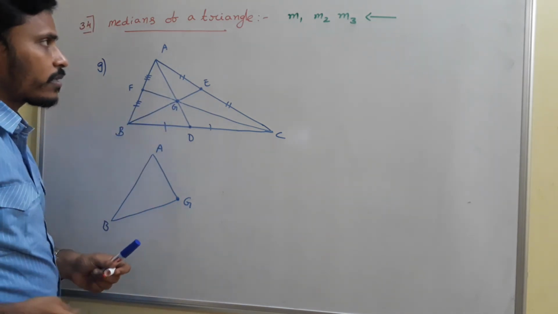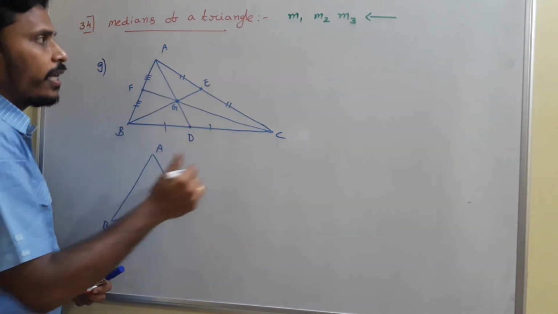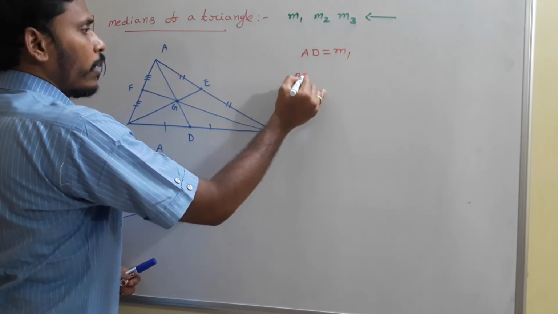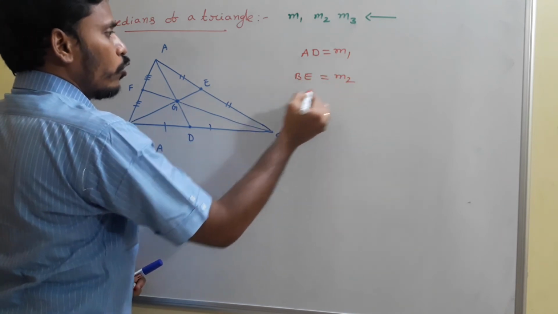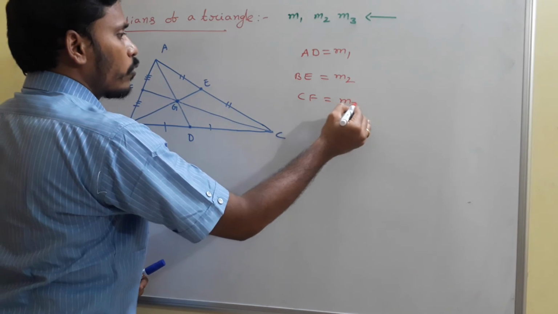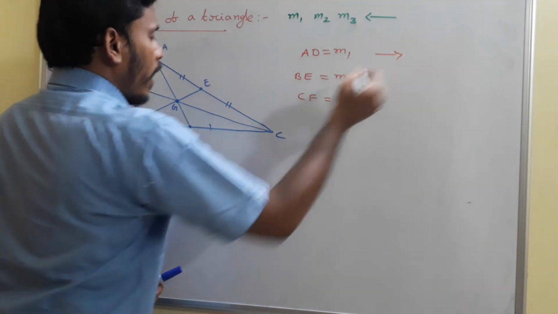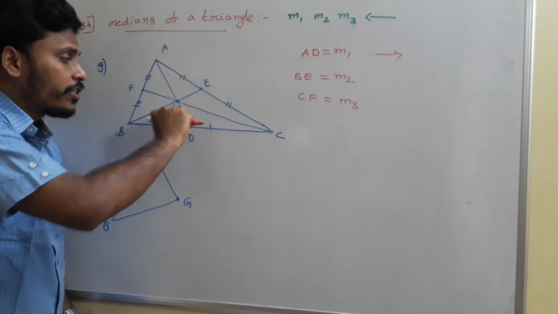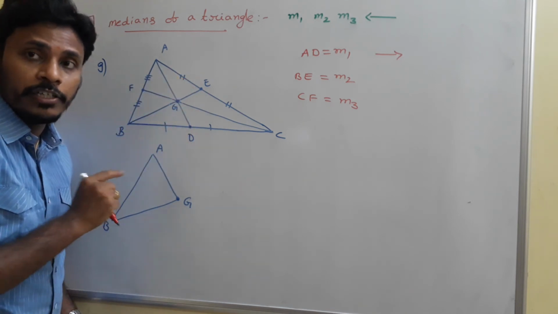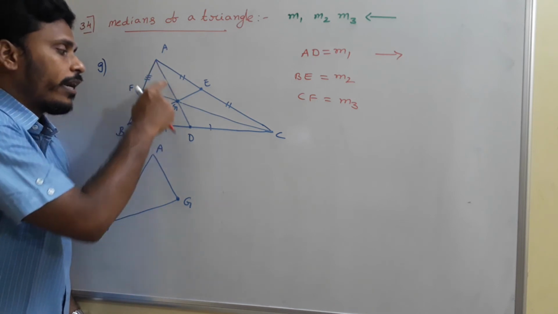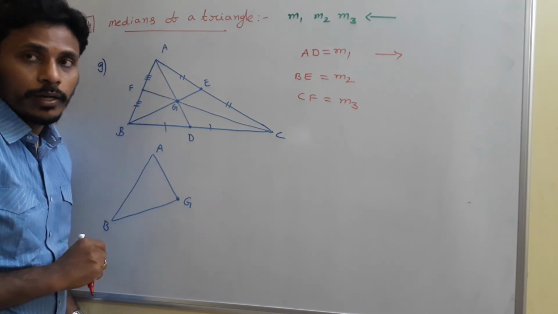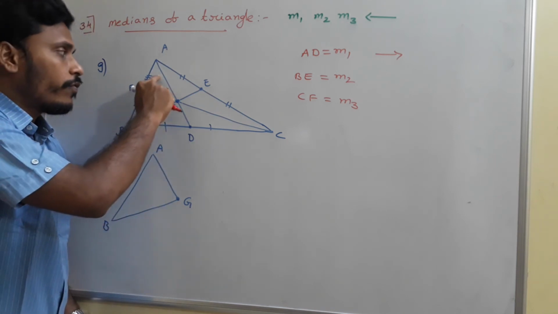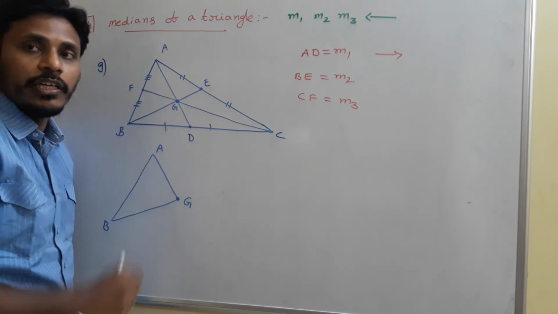And as we discussed, here we found the length of the median AD as m1. So from the diagram, AD is equal to m1, BE is equal to m2, and CF, the third median, is equal to m3. AD is m1, and AG by GD is in the ratio 2:1. I already mentioned this in the first point: the centroid divides the median in the ratio 2:1. Since the centroid divides the median in the ratio 2:1, if AG is 2 parts, GD is 1 part.